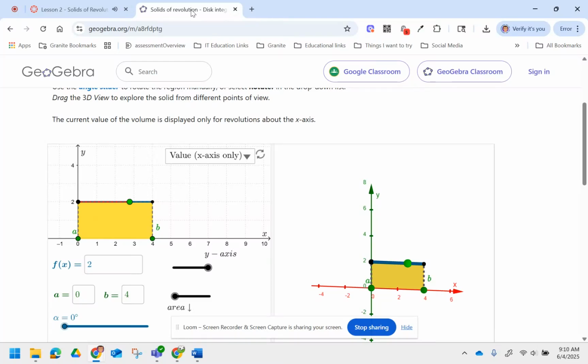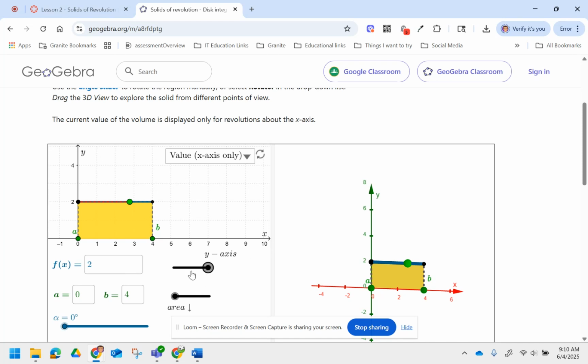Welcome back, students. Today we're going to be talking about solids of revolution. When we're dealing with a solid of revolution, we're starting off with some two-dimensional shape. We can all see the rectangles here on the screen. And then we're going to rotate them into the three-dimensional plane around an axis.